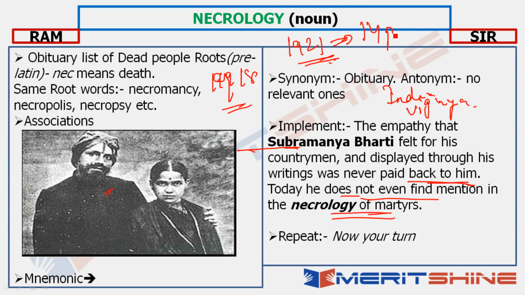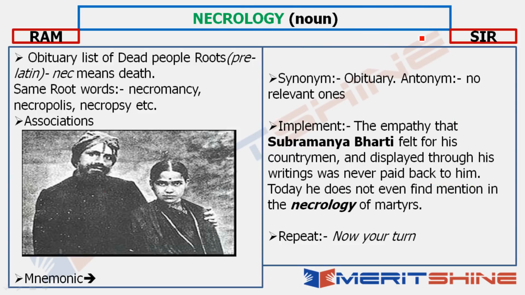Only 14 people were there when he died, right? A man who motivated a large part of India to armed struggle against the Britishers died with only 14 people. So in the necrology, in the list of martyrs, he is not there. This is our Subramania Bharti.